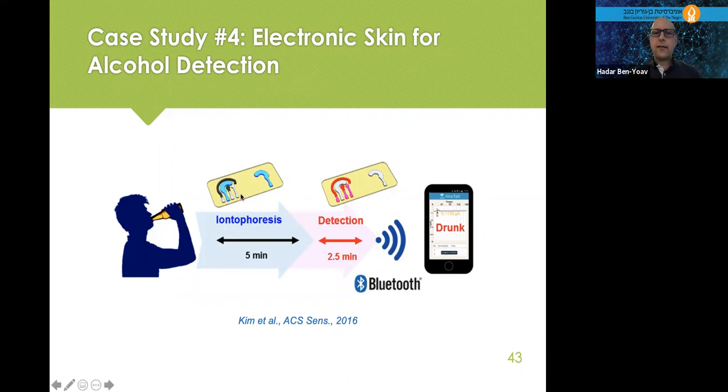This was done for 5 minutes, and then the sample comes, there's some kind of reaction here, and it is detected with those three electrodes with an electrochemical sensor. Then it tells you there's current, so there is some ethanol, and there's some level at which the person is drunk or not.